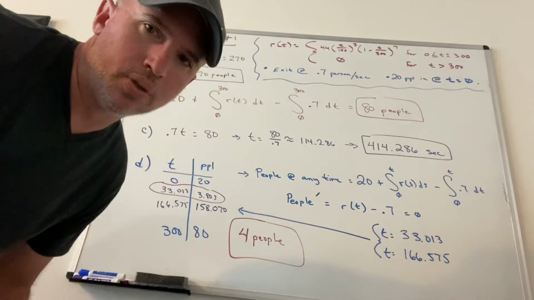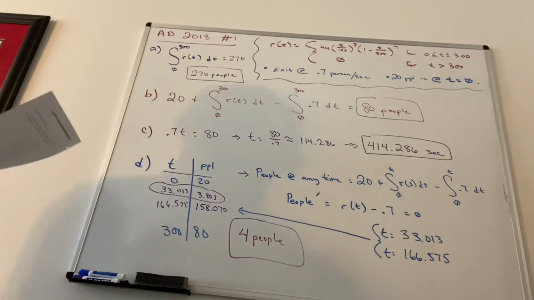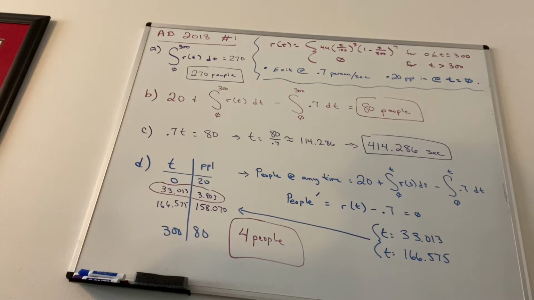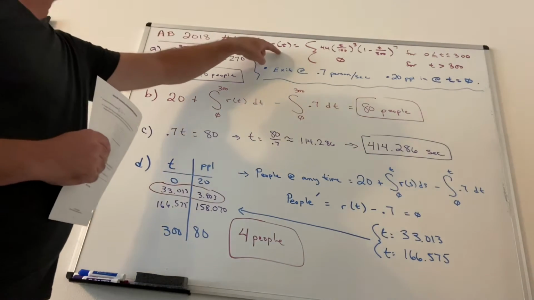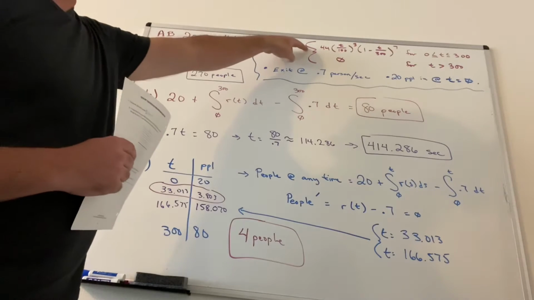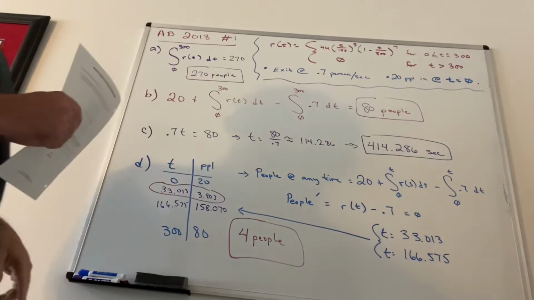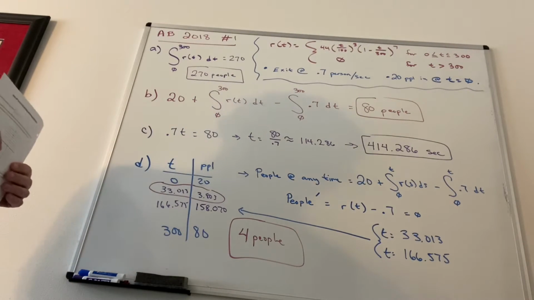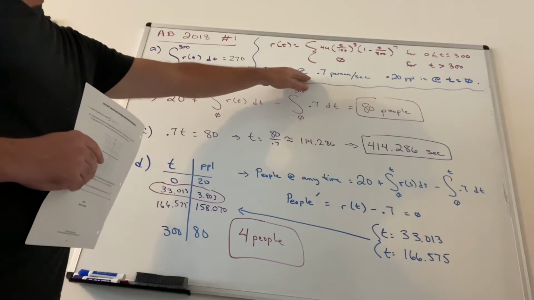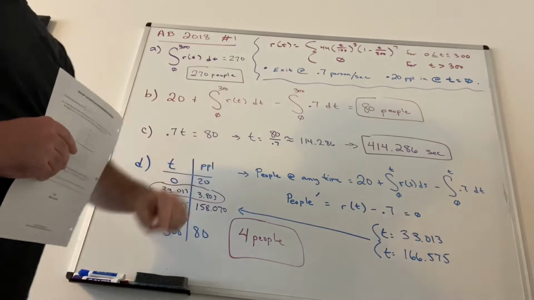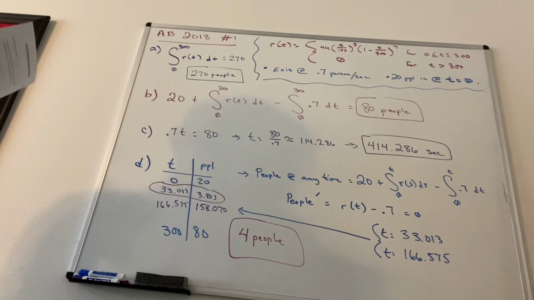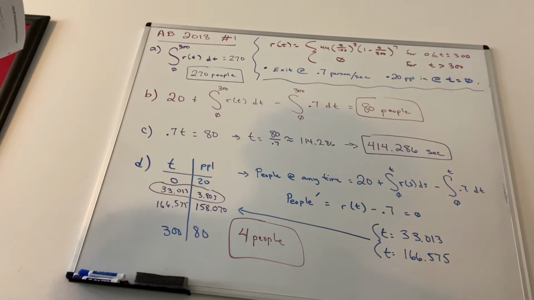All right, this is question number 1 off the 2018 AB exam. In this question, you're told that people are entering a line for an escalator at a rate modeled by this piecewise function. So they're entering it at this rate between 0 and 300 seconds, and then they just stop entering it. It tells you that they exit at a constant rate of 0.7 person per second, and that there's 220 people at time 0.